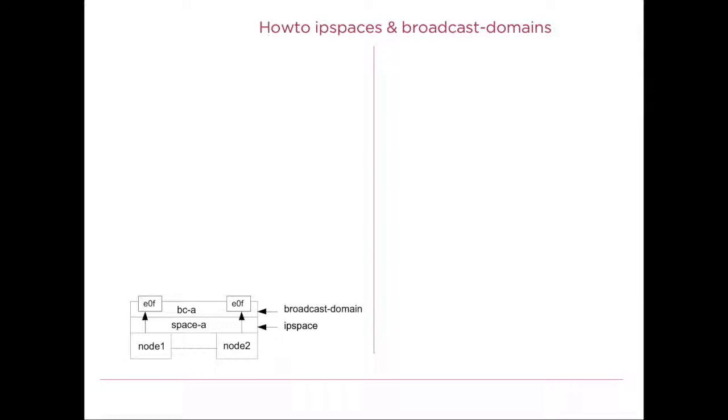In the diagram, you see a simple representation of what this could look like. We see a single IP space with a single broadcast domain, and that broadcast domain holds 2 ports in total, 1 port from each node.